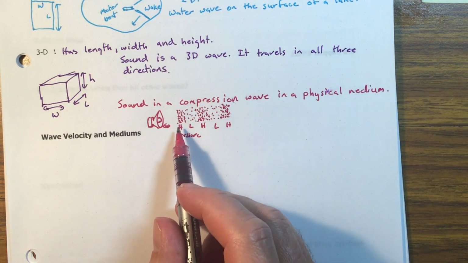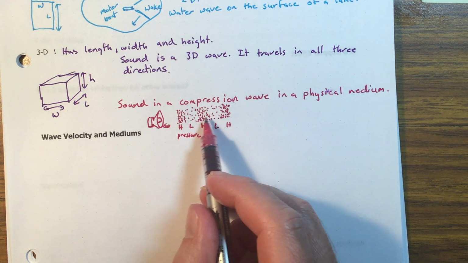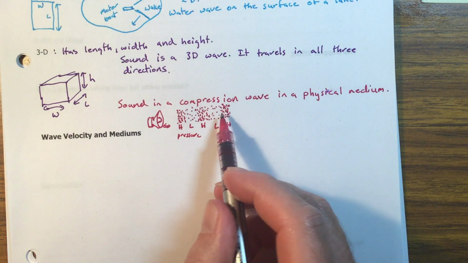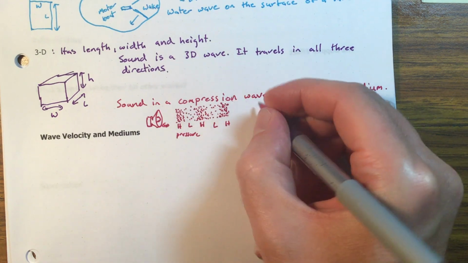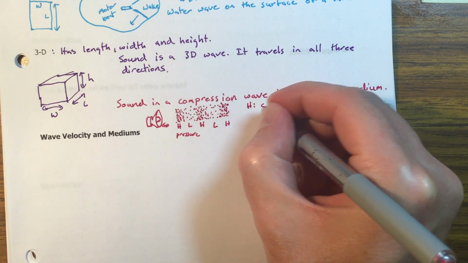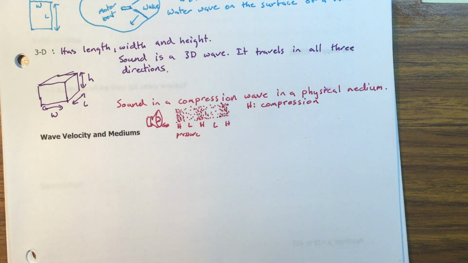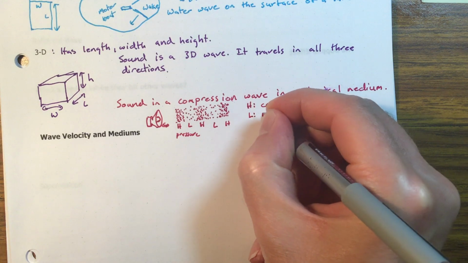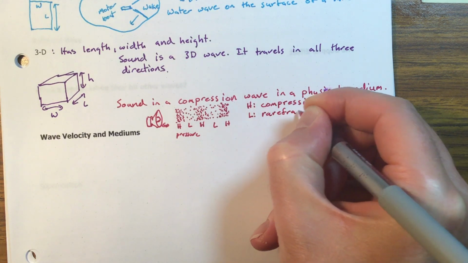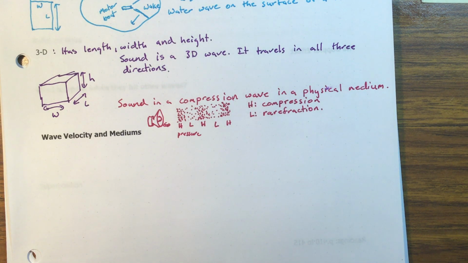So you can see this high pressure area of air molecules followed by low pressure, followed by high pressure, followed by low pressure, followed by high pressure. So the high pressure area is a pressure of compression. Its pressure is higher than the ambient air pressure, and the low area is called rarefaction. It's an area of pressure lower than the ambient pressure.